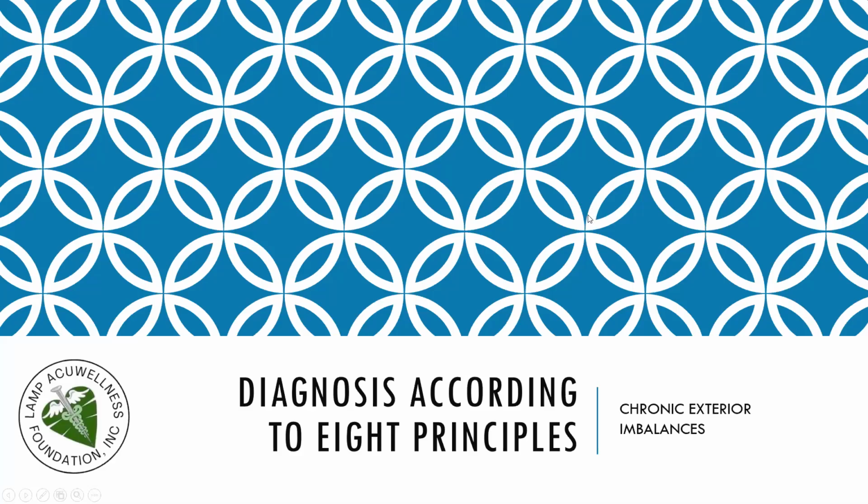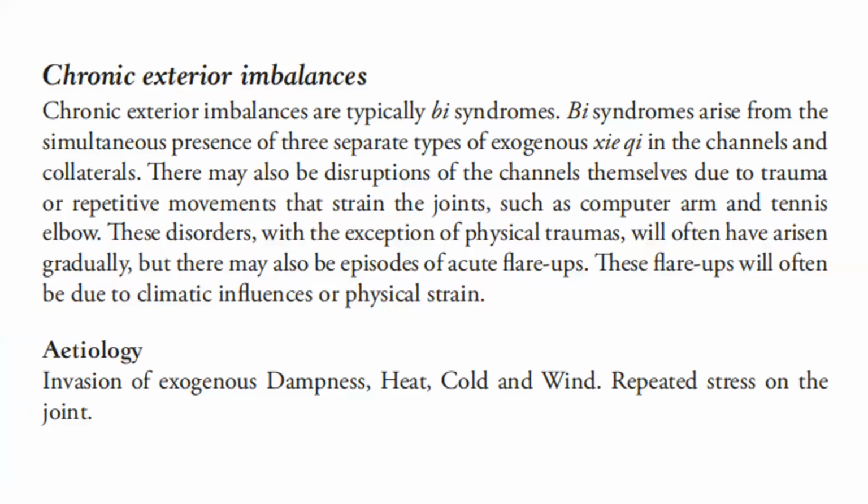Let's continue with the diagnosis according to the 8 principles. The chronic exterior imbalances. Chronic exterior imbalances are typically Bi syndromes. Bi syndromes arise from the simultaneous presence of 3 separate types of exogenous qi in the channels and collaterals.